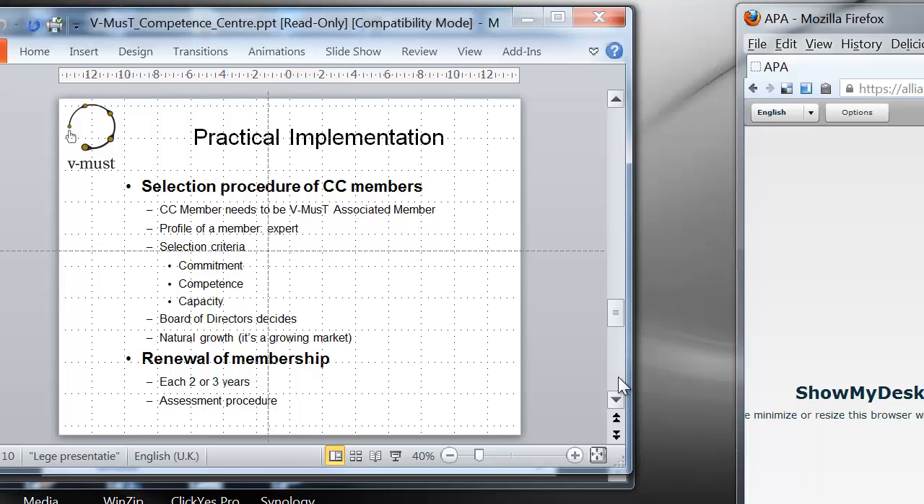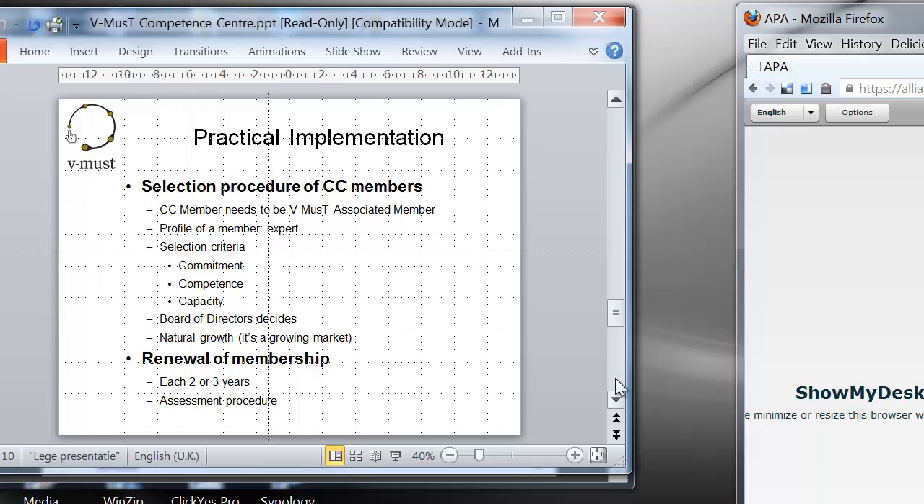Of course, you need to have competence that is clear in itself, but you also need to have capacity. That means that you need to be able to do a certain job within time and within budget. So if you're a small company and you have a big project, we would rather go for a bigger company that really has the capacity to do this in time than for a small company that would be drowned in too much work.